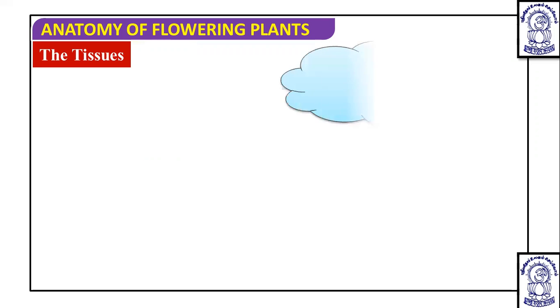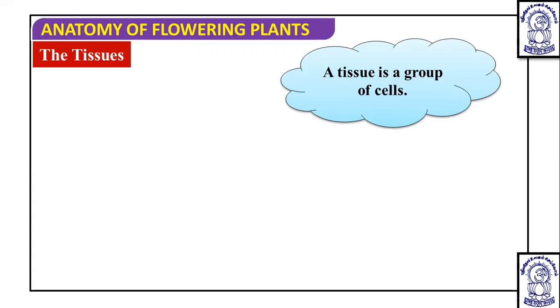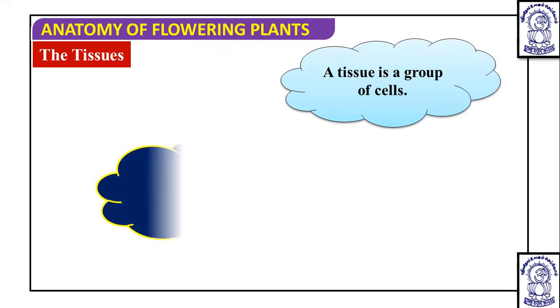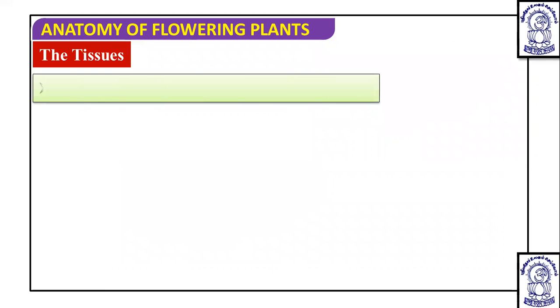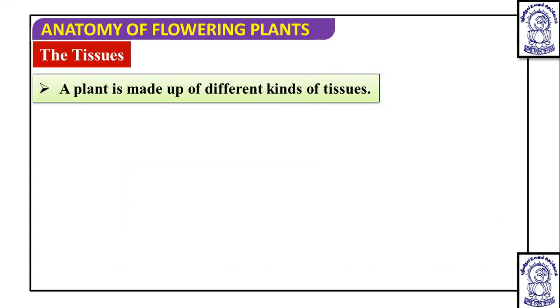So what is a tissue? A tissue is a group of cells. Yes, we have studied that a group of cells will form a tissue and tissues are going to form an organ. But the cells which form a tissue should have a common origin and perform a common function. So a tissue is nothing but a group of cells having a common origin and usually performing a common function. Structure may vary, and then it is called a tissue. And as we study the internal structure of a plant, we come to know that a plant is made up of different types of tissues.